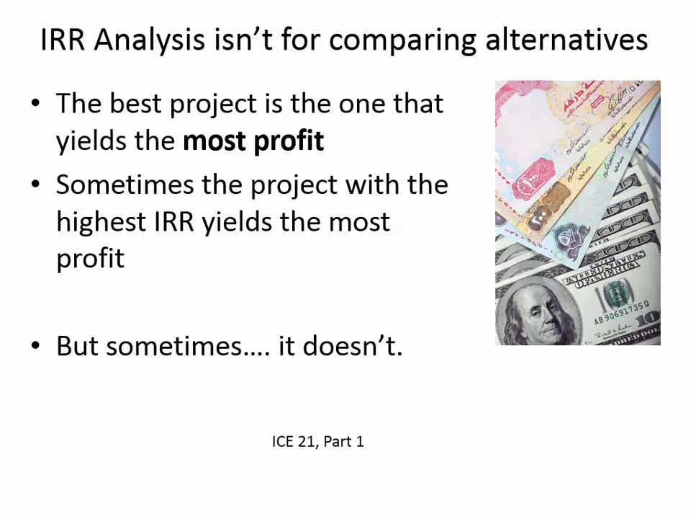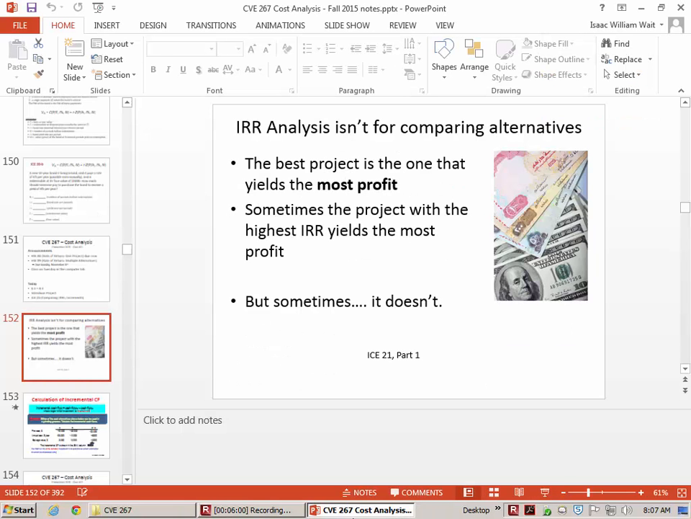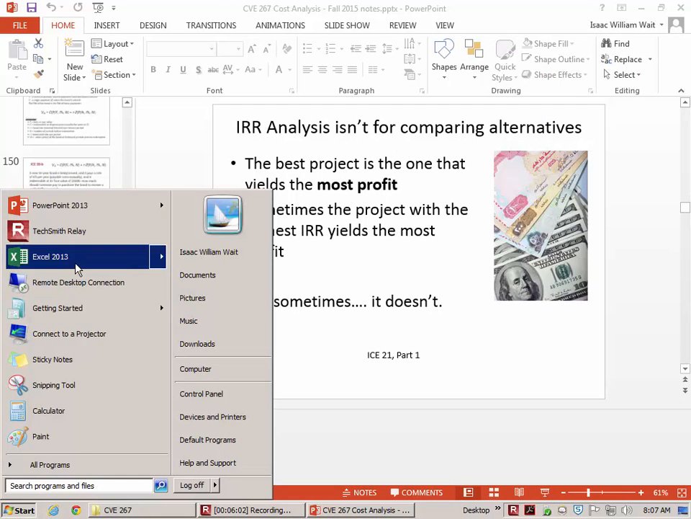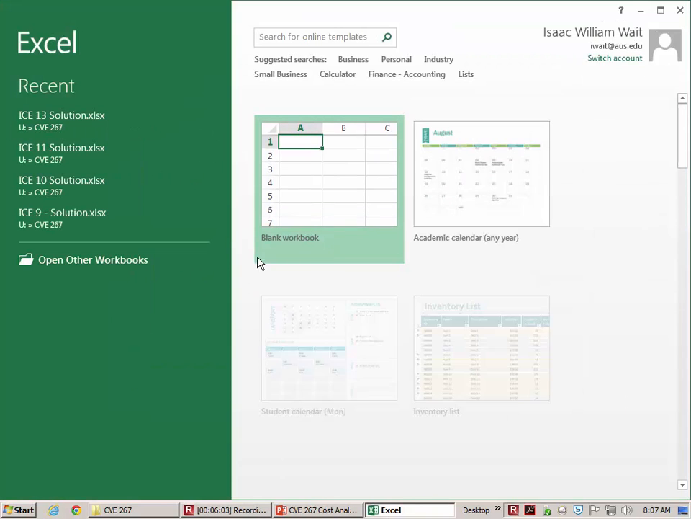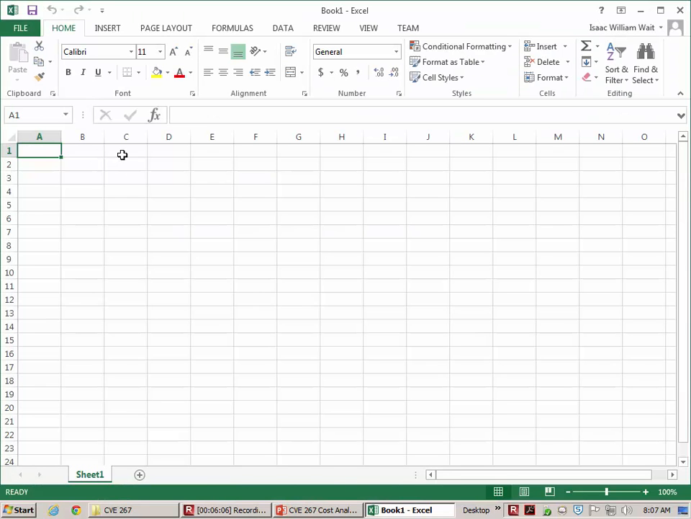But since I want to save some time for our discussion of the project, let's do it the easy way. Fire up Excel, and I'll put this cash flow diagram into Excel so that we can see which one has the highest internal rate of return. Project A, Project B. All right, so we have 10 years during this project.